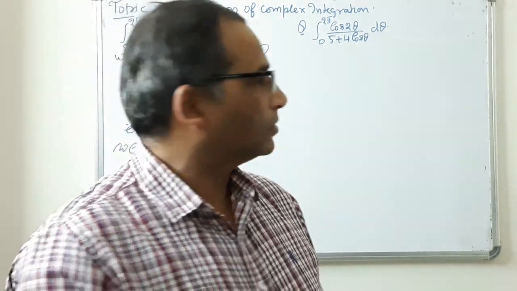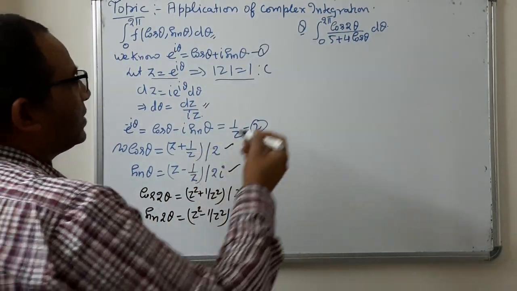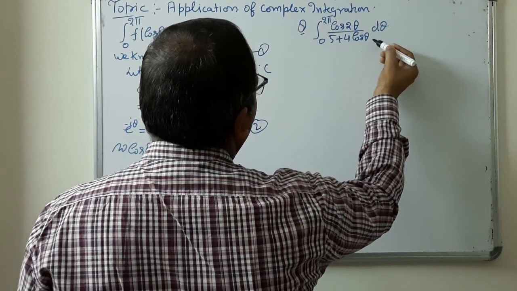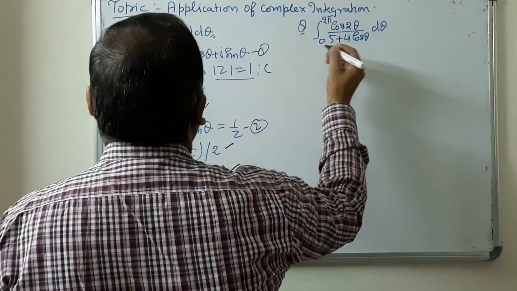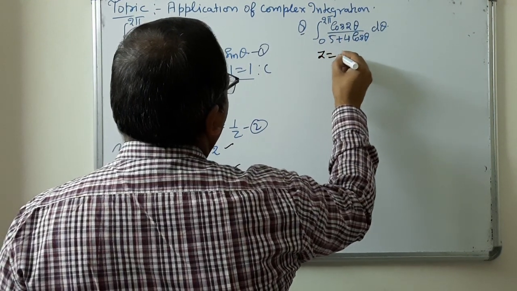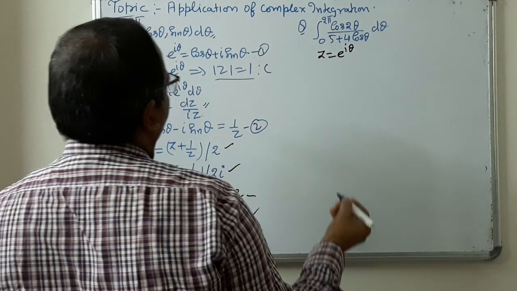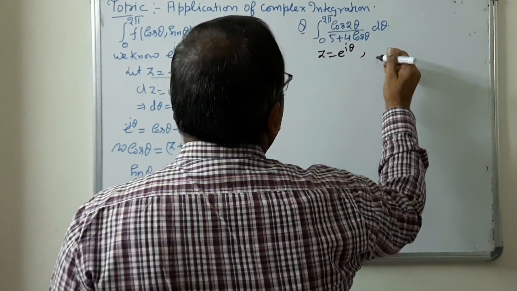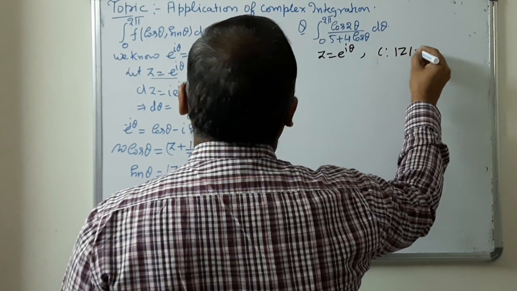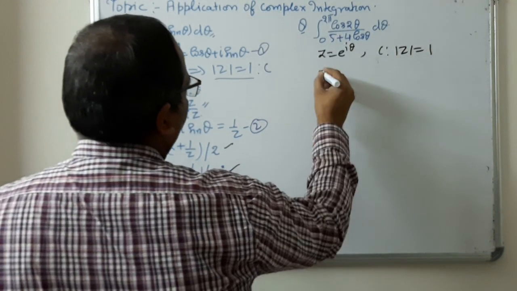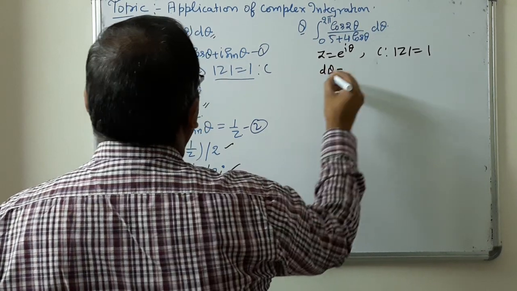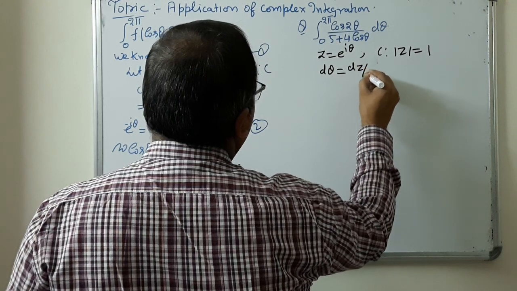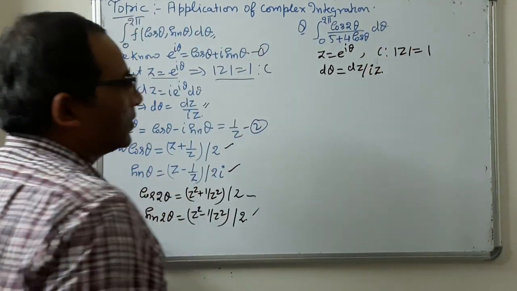Let us take an example: integration from 0 to 2π of cos 2θ upon (5 plus 4 cos θ) dθ. So we suppose here again that z equal to e to the power iθ. We take C is equal to modulus of z equal to 1. So dθ, as we studied earlier, is equal to dz upon iz.